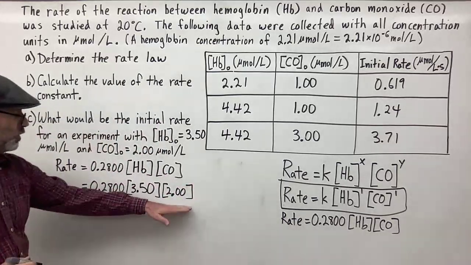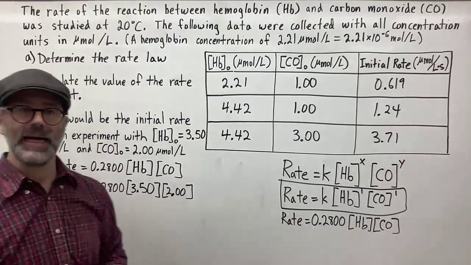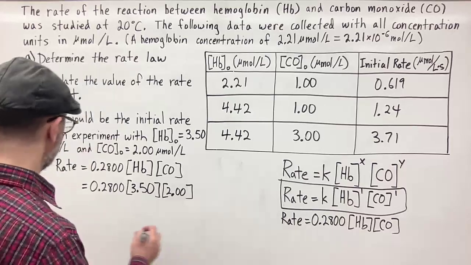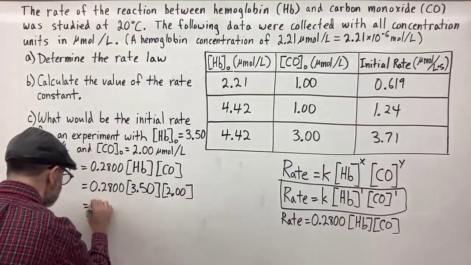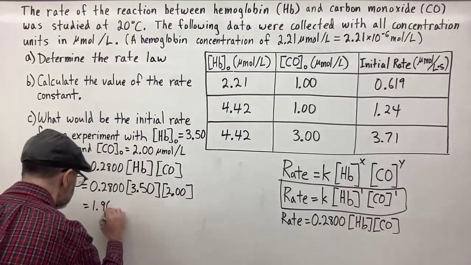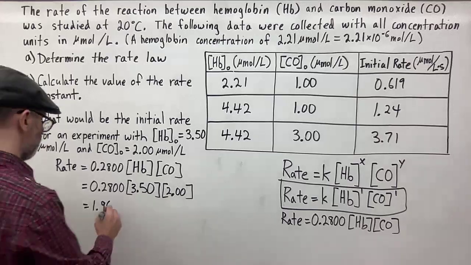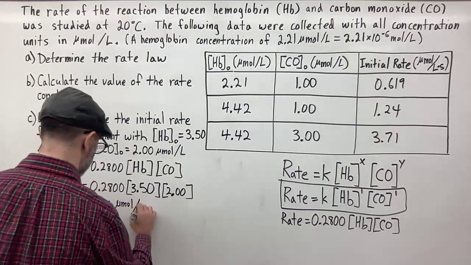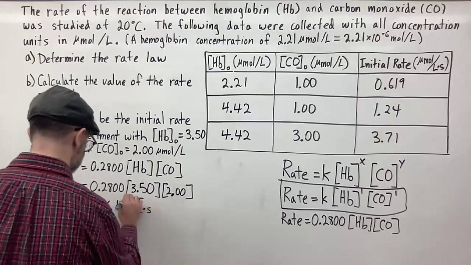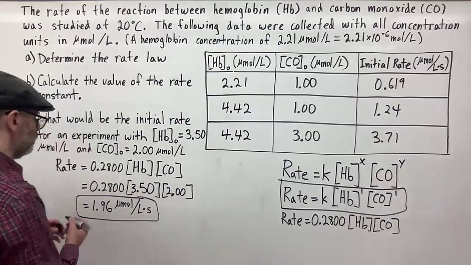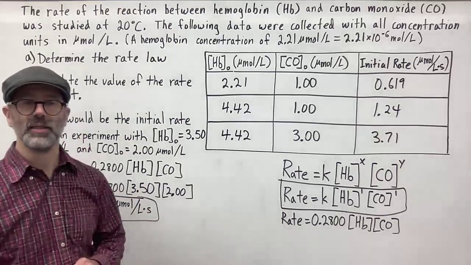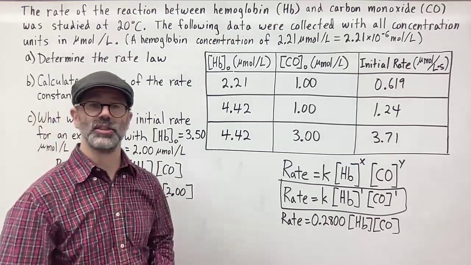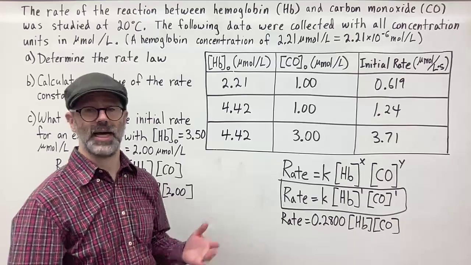And then all we need to do is multiply these together. And when we do that, we get 1.96. That's going to be micromoles per liter second. And that, ladies and gentlemen, is the rate of that reaction with those initial concentrations of carbon monoxide and hemoglobin.